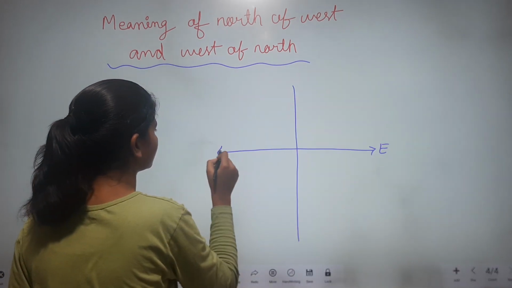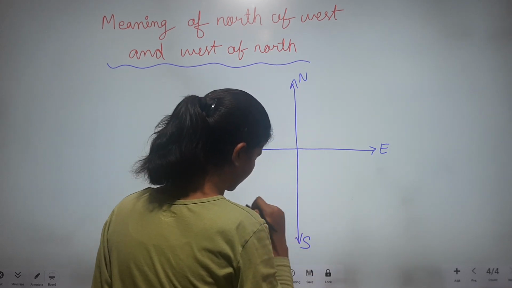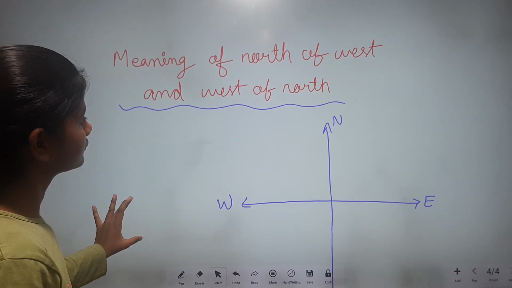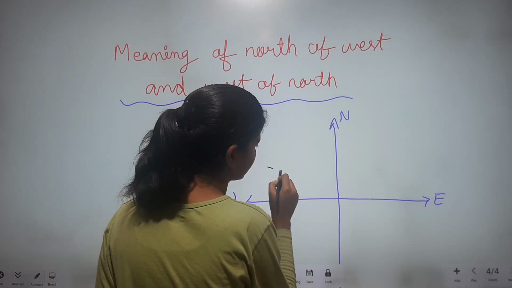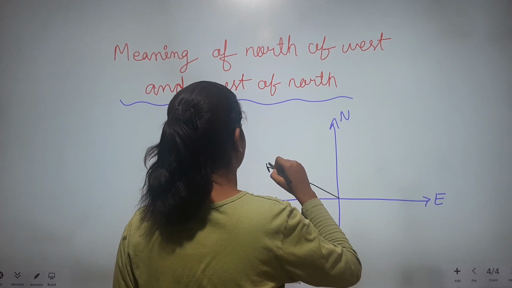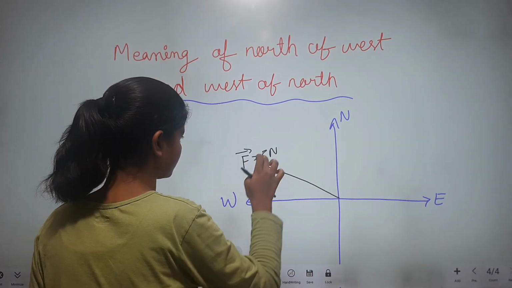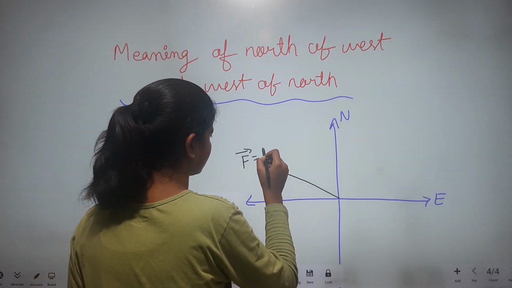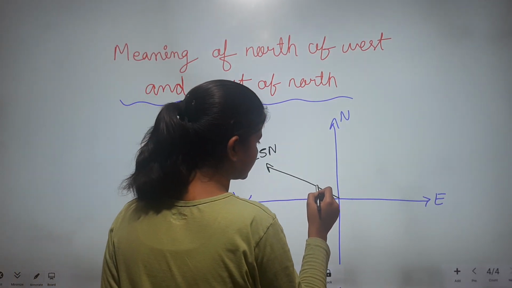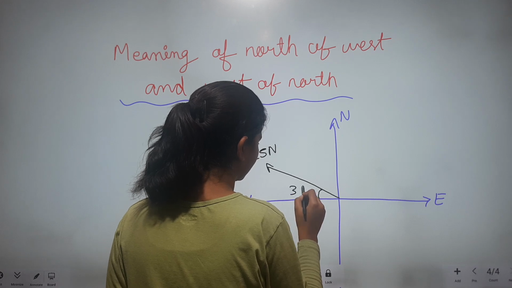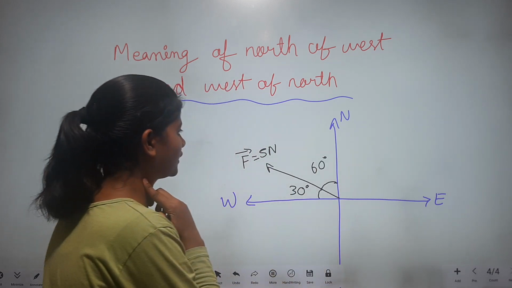East, west, north and south. Okay. Suppose that force is equal to 5 Newton, and let this angle be 30 degree, and this one is 60 degree. Okay.